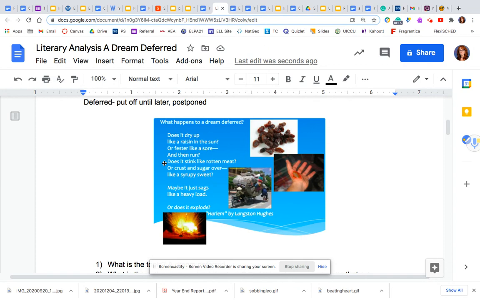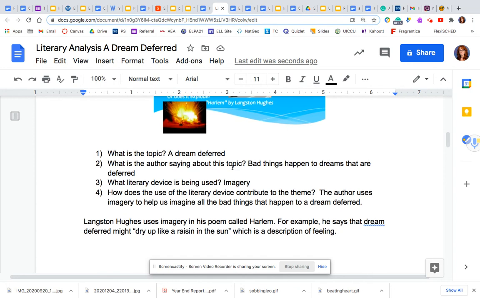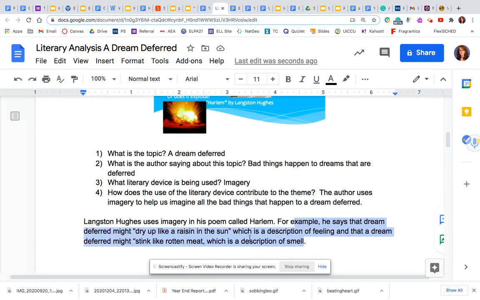There's also a description here of a smell, stink like rotten meat. And that a dream deferred might stink like rotten meat, which is a description of smell. Okay, description of feeling and description of smell. These are examples of the imagery in the poem. So we've named the literary device. We've given examples of how that literary device is used.